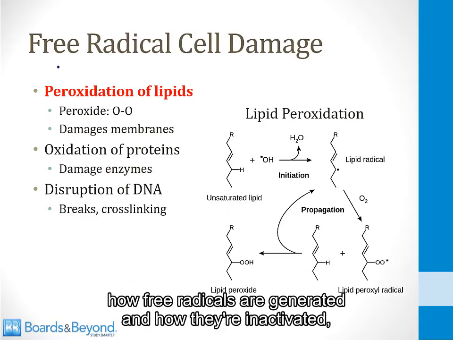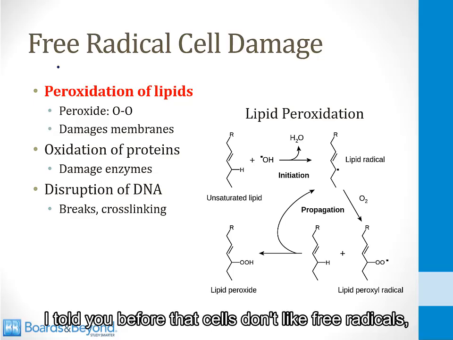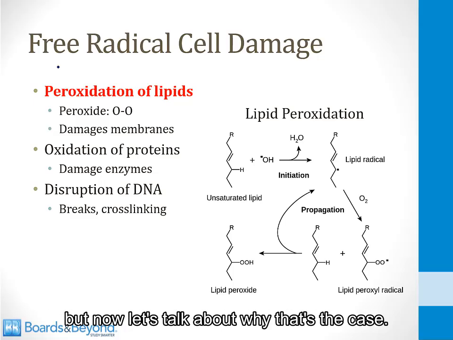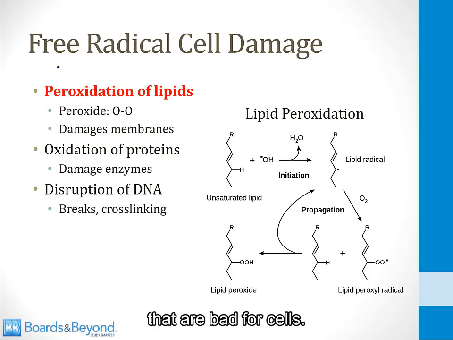So now that we've talked about how free radicals are generated and how they're inactivated, let's talk about exactly how they are toxic to cells. I told you before that cells don't like free radicals, but now let's talk about why that's the case. Basically, free radicals do 3 major things that are bad for cells.